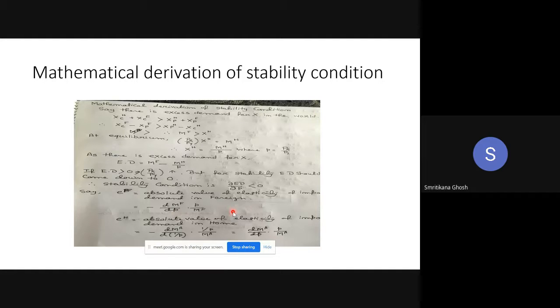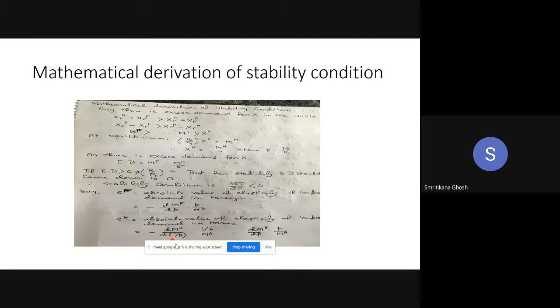You may take some time. I will share this video with you, so just look at these slides and try to understand. You may need some more time, but anyway, it is very easy. So the absolute value of the elasticity of import demand in foreign is dMF/dP into P/MF. Why P? Because P is the price of their importable. Our exportable is their importable, right? And our exportable price is Px by Py, so their importable price is also Px by Py, that is small p.